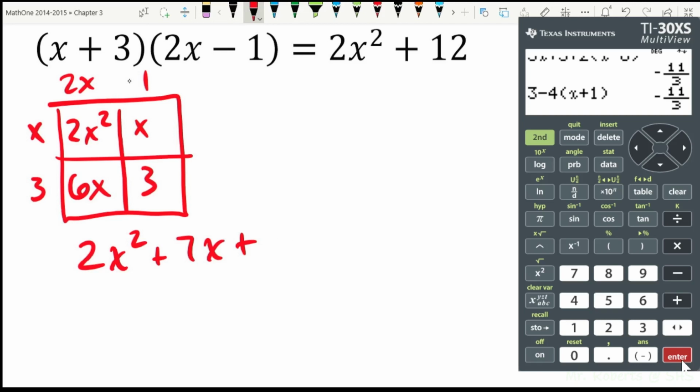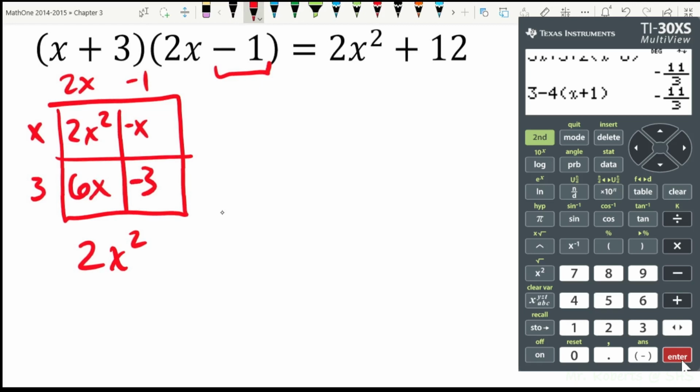oh, no, this was a -1. Oh, I made a mistake. Let's fix that before I go much further. Okay, because this is a -1, I'm glad I caught that now. Although I would have caught it when my answer didn't work. So this is a -1, so I've got a 2x minus 1 and an x plus 3. This should be a negative x, and this should be a -3.